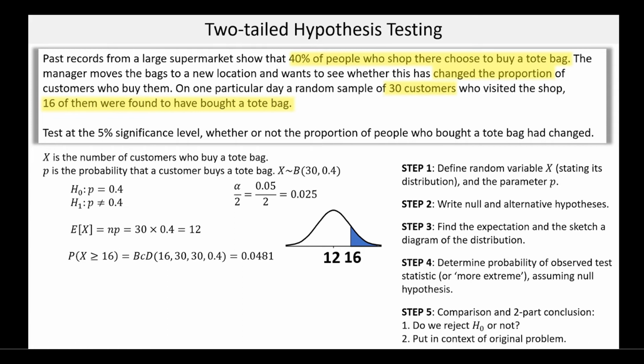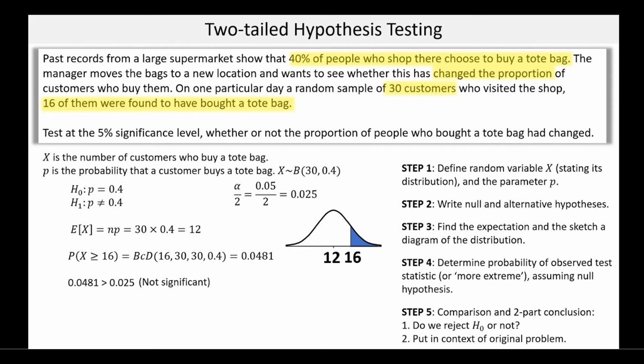0.0481 is larger than 2.5%. It is larger than 0.025. This is not a significant result. We would need the probability to be relatively and significantly small. If you notice, students who hadn't divided by 2 would get a different conclusion here. They would think that this was smaller than 5%, which is written in the question, but we should be making our comparison with 2.5%. Don't be one of those.